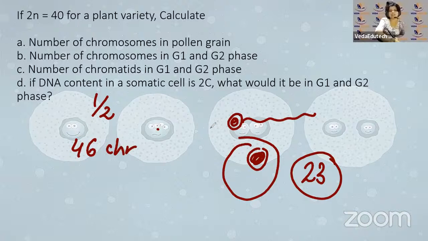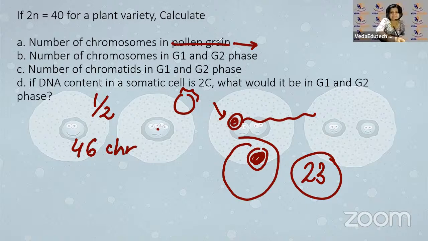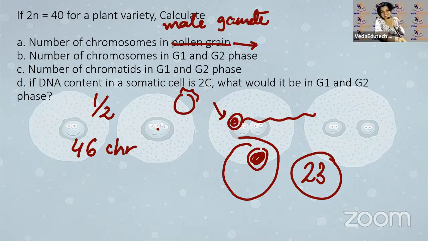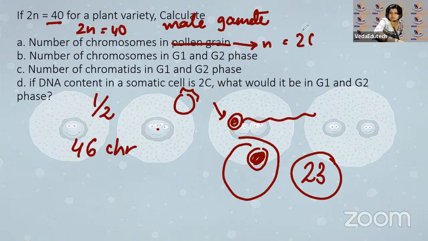For plants also, plants don't make any sperm cells, they make pollen grains, right? So in pollen grains, what would be the number of chromosomes? Here it is. I should have actually written male in it. Why am I saying this? This is something that we will study when we study sexual reproduction in flowering plants. Okay. So yes, number of chromosomes in the male gamete would be half of 40. If 2n equals 40, then n would be equal to 20.